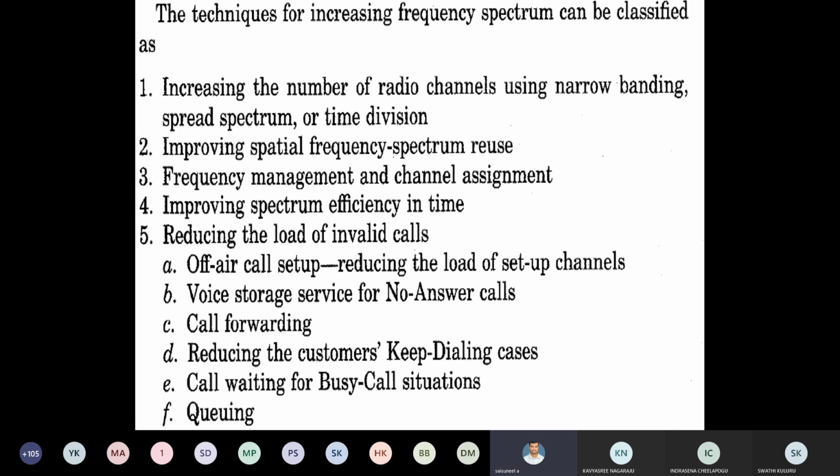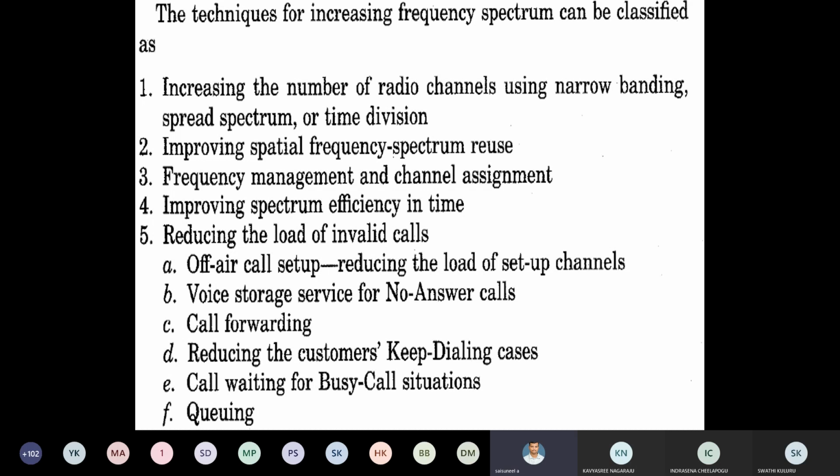Suppose the available frequency spectrum is 100 megahertz. We divide it into channels of 1 megahertz using wide band. Then how many channels are we getting? 100 channels, since each band is 1 megahertz: 100 divided by 1 megahertz equals 100 channels. Those 100 channels can be allocated to 100 customers. Suppose the number of customers increases to 200.